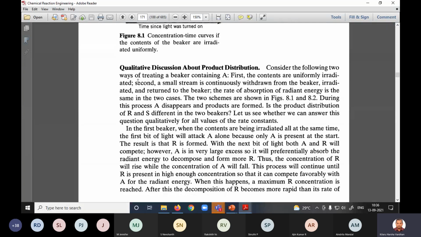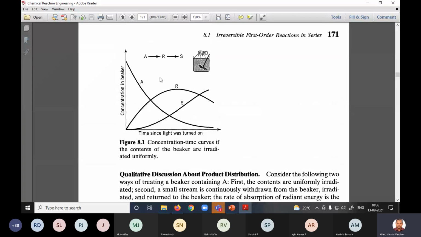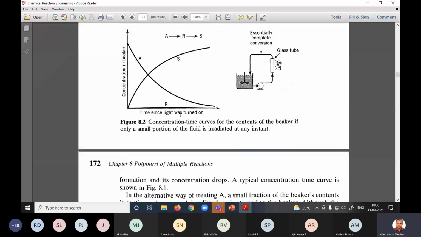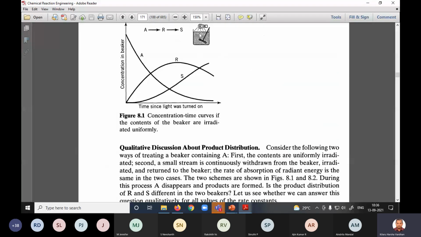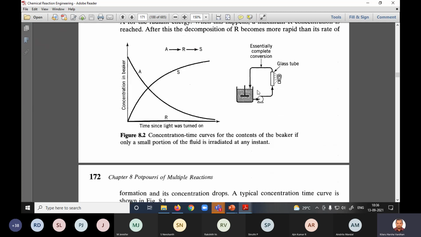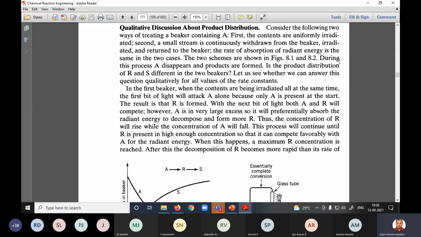Consider the following two ways of treating a beaker containing A. So this is one way, and the other way is this. A gives R gives S. This is one more way, right? So here, all the A is irradiated. You know that this reaction is happening in the presence of light. Here only some of A is being irradiated and then recycled. So he is comparing these two.